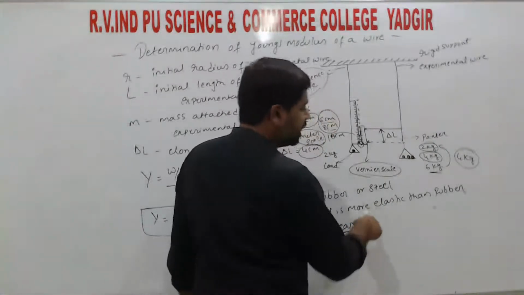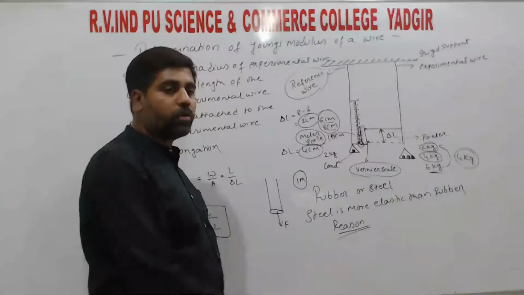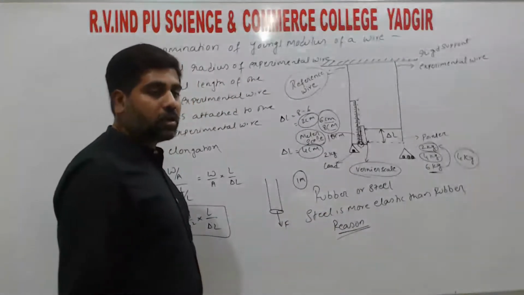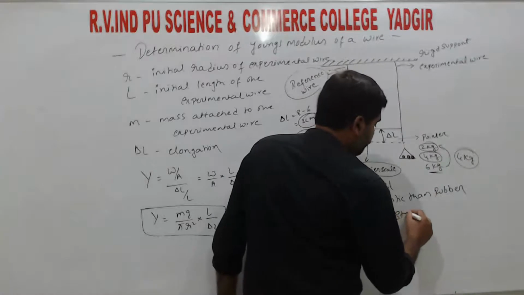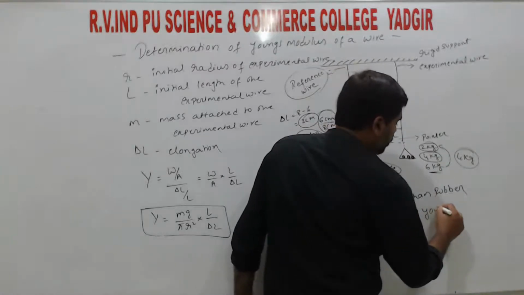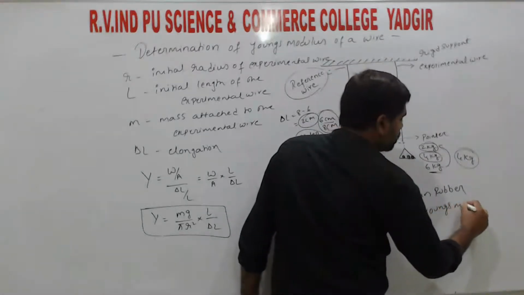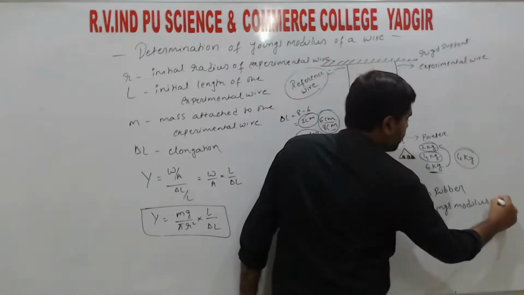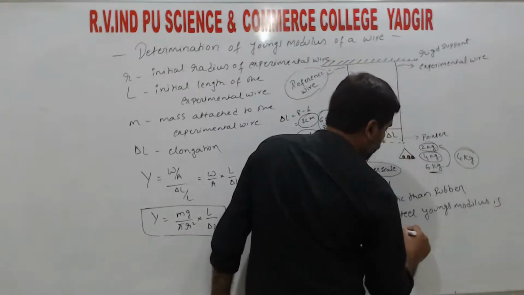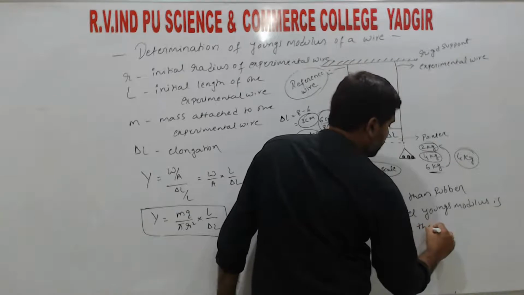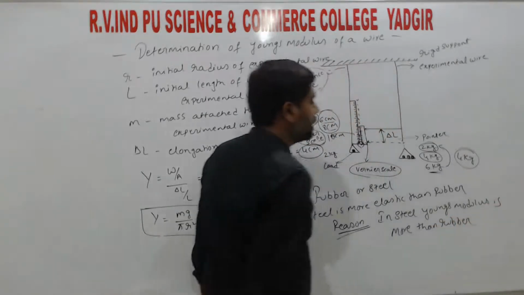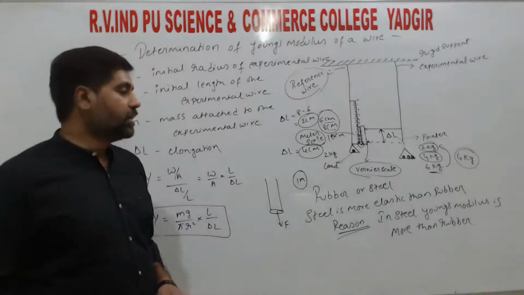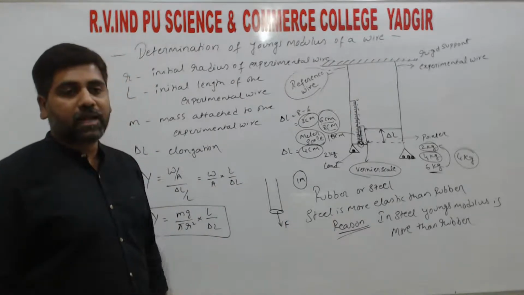We can say this in terms of deforming force or in terms of Young's modulus. So the reason is, in steel Young's modulus is more than rubber, right? So hence steel is more elastic than rubber.